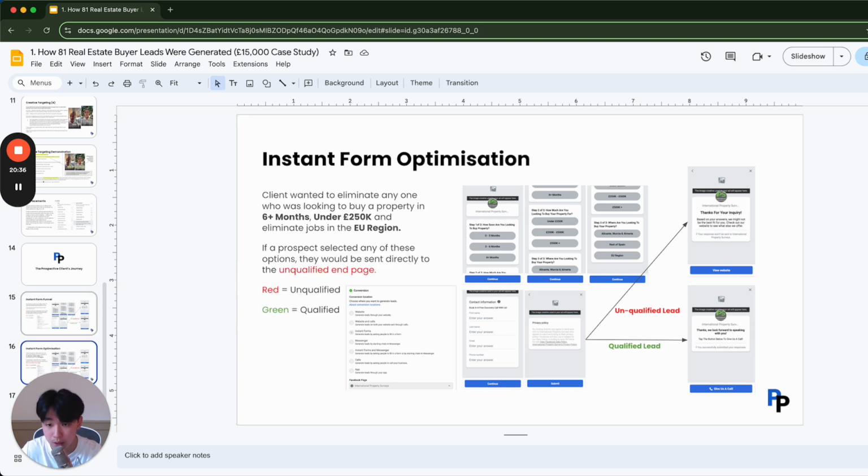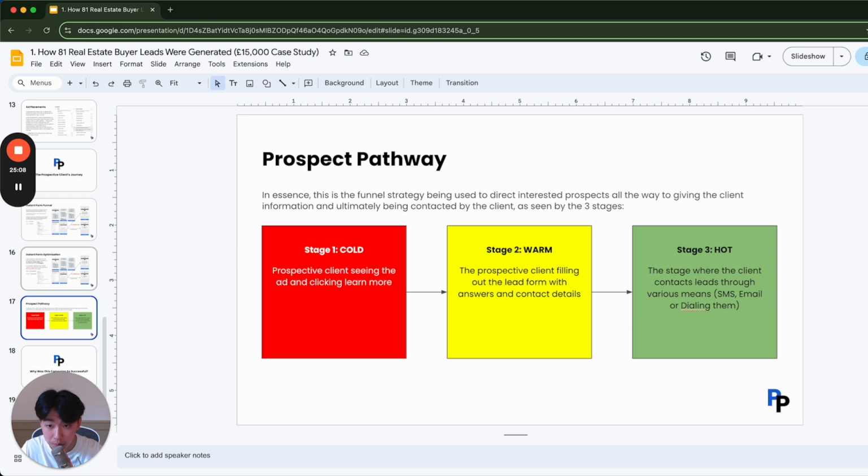So the client wanted to eliminate anyone who is looking to buy a property in 6 or more months, under £250,000, and those in the EU region. So if a prospect selected any of these options, they would be sent directly to the unqualified end page as seen here. Cool, let's now go through the prospect's pathway.